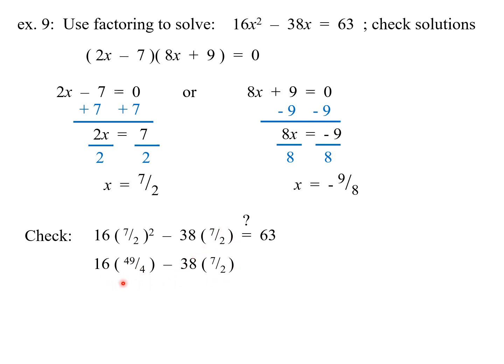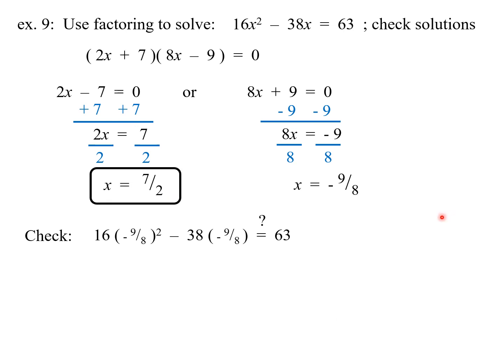And then now I can do some cancellation. 16 and 4, I can cancel that out like that. 38 and 2, I can cancel out like that. All right. And then 4 times 49 over 1 is this. Okay. 19 times 7 over 1. 4 times 49 is 196. 19 times 7 is 133. And the difference is 63. Boom. That works. So 7 halves is a solution.